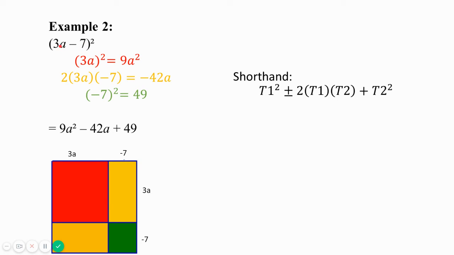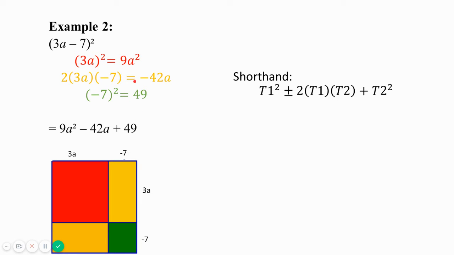In this case, the product of them is going to be 7. Negative 7 times 3 is negative 21. Negative 21 doubled, twice it, is negative 42a. And the last term squared, negative 7 squared, with negative 7 times negative 7, is positive 49. So it's 9a squared minus 42a plus 49.